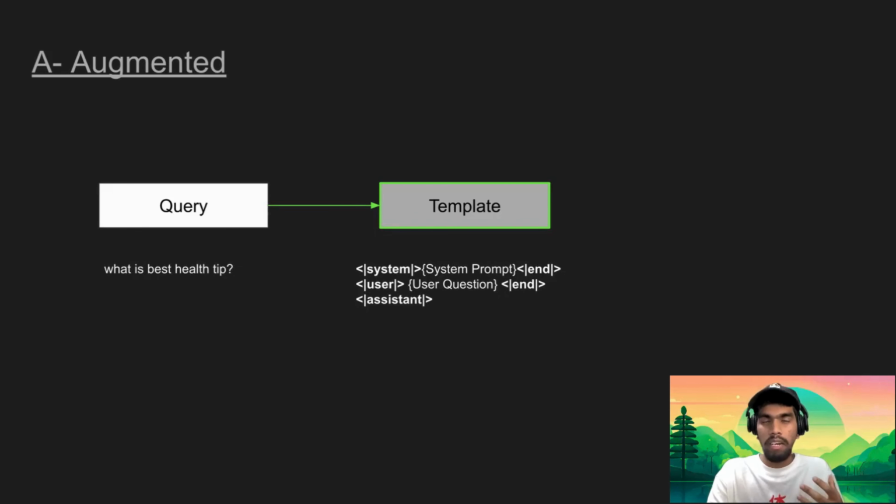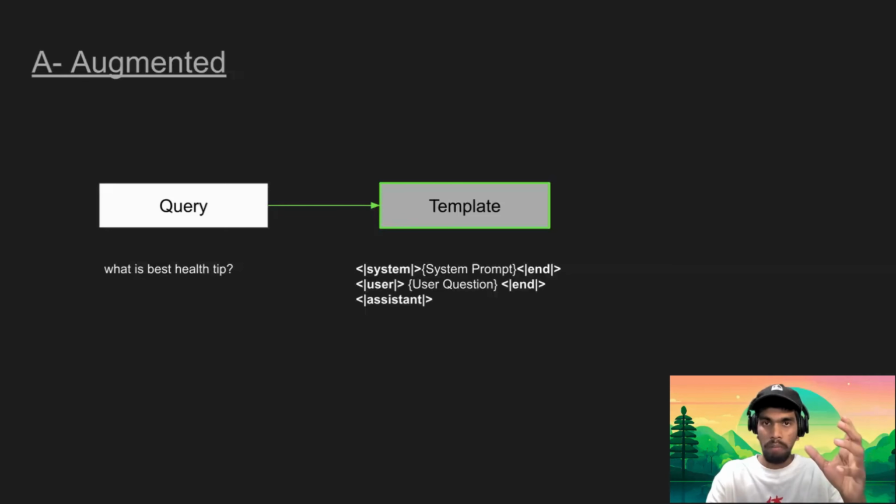This particular template is from the Microsoft Phi model. It might vary from other open source large language models as well. Mistral model has its own prompt template. Llama model has its own prompt template. That's where every open source large language model has its own prompt template.